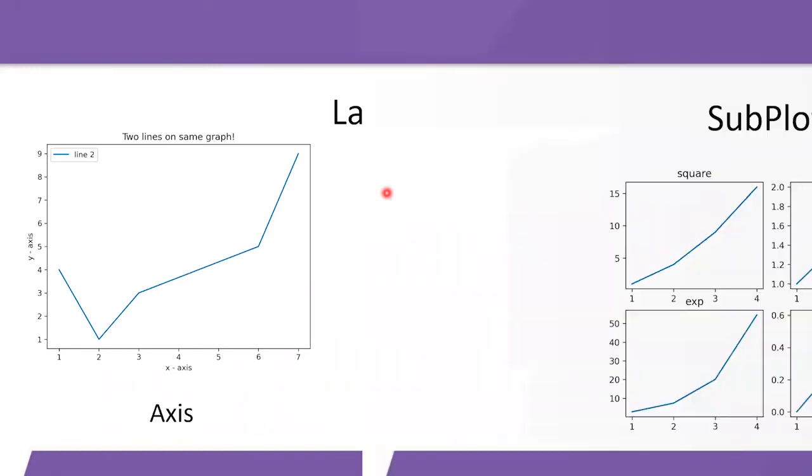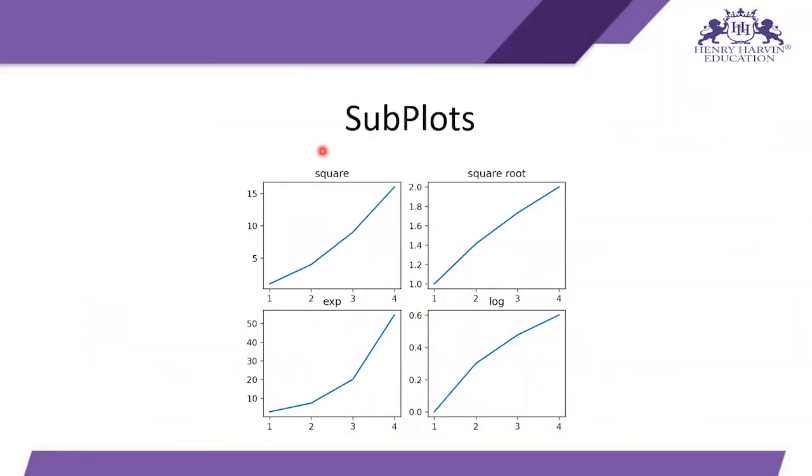Next comes the subplots. If you have to make six plots, seven plots, if you have to plot many things at a particular time, then subplots is very useful. That means you can plot four graphs or four charts at the same time.